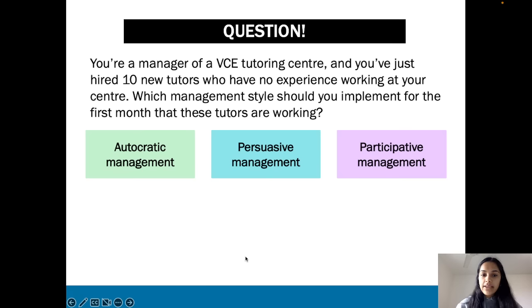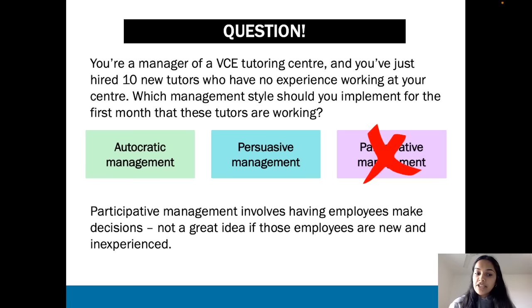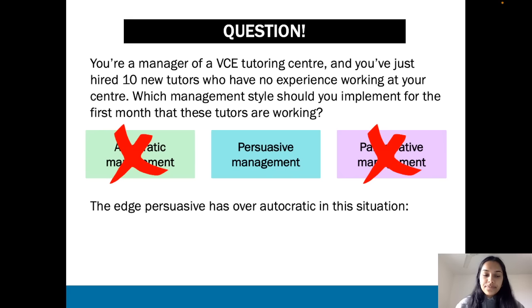Okay, hopefully you all have thought of something, but we wouldn't go with the participative management, since that involves employees making decisions, and that's not a great idea if those employees are new and inexperienced. It's the idea that I touched on just before, that if employees don't have the experience or the qualifications or the skills or the knowledge to make knowledgeable decisions, then that might lead to the incorrect decision being made.